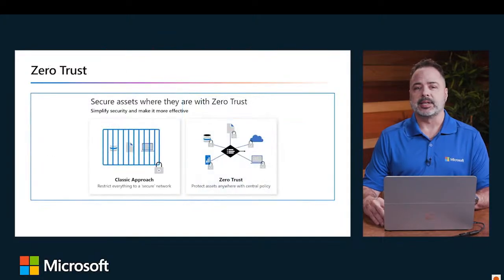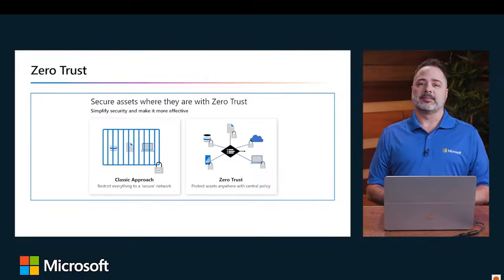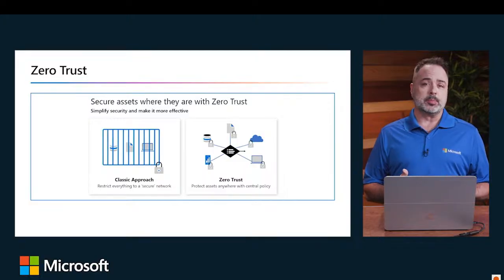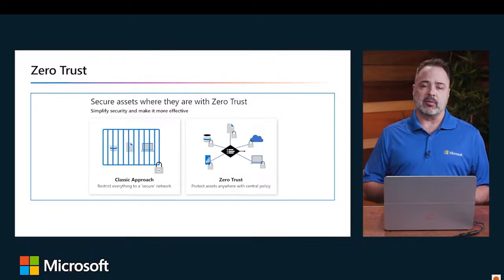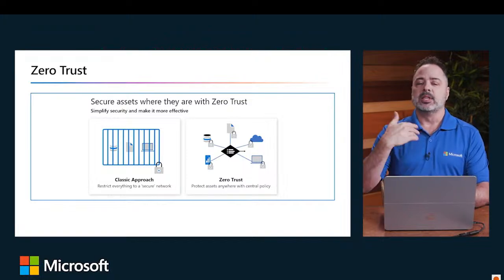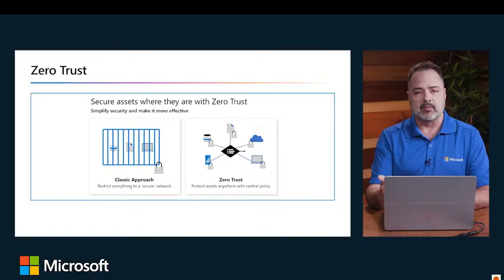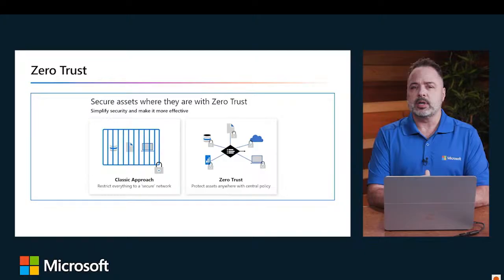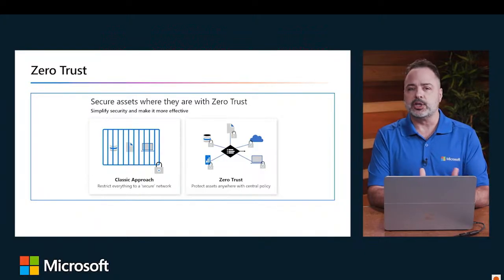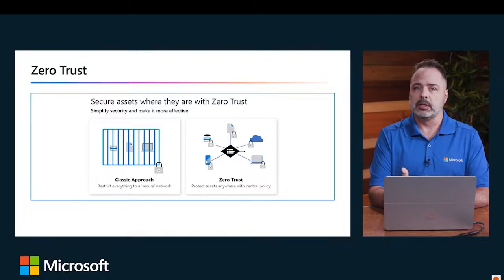Next, let's talk about Zero Trust. Zero Trust is a security strategy that assumes breach and verifies each request as though it originated from an uncontrolled network. Instead of believing everything behind the corporate firewall is safe, the Zero Trust model teaches us to never trust, always verify. The core principles of Zero Trust include verifying explicitly, using least privileged access, and assuming breach.